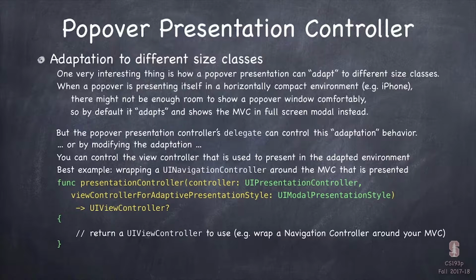You see the difference? So I can have exactly the same view controller, my document info view controller, and from this method, view controller for adaptive presentation style, I'm going to return a navigation controller whose root view controller is my document view controller. And I've added a cancel button to it. Make sense? So this is a way to go ahead and let it adapt on iPhone, but get involved a little bit and control how the MVC is presented.